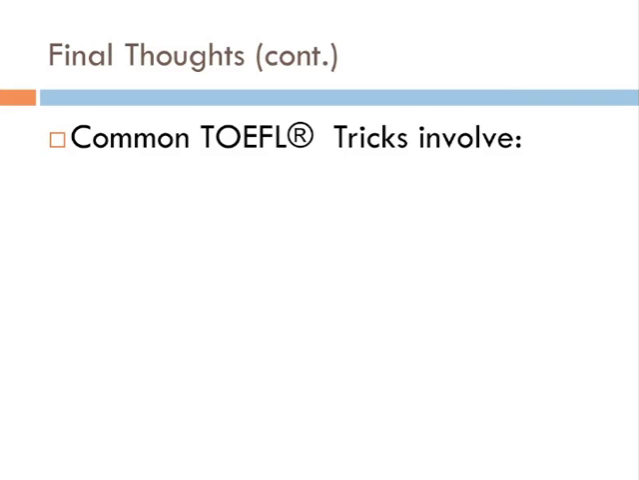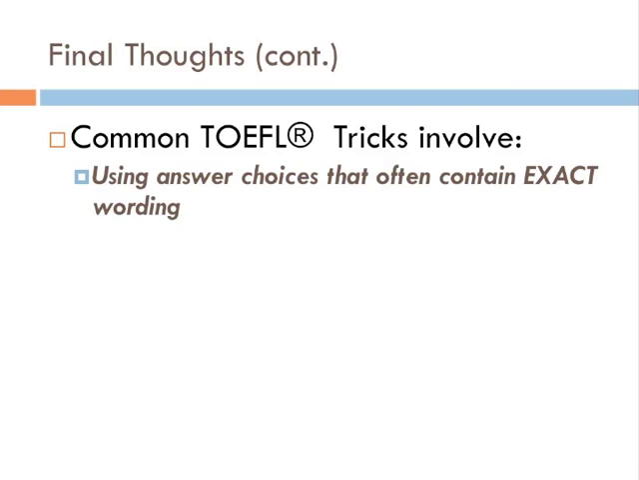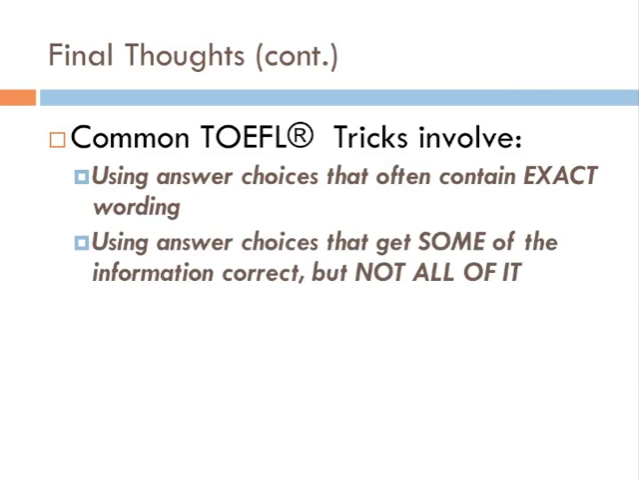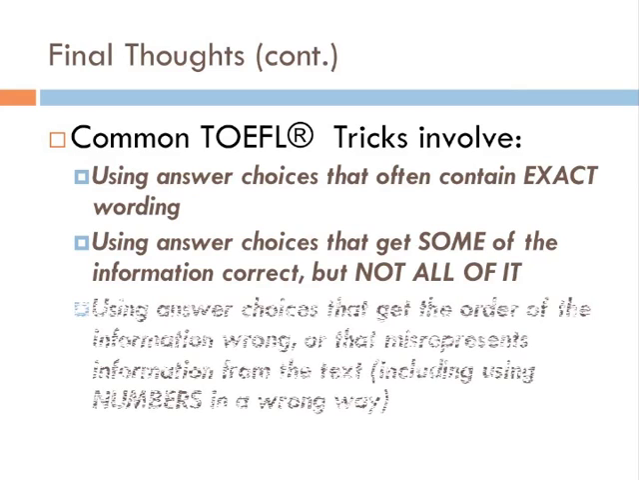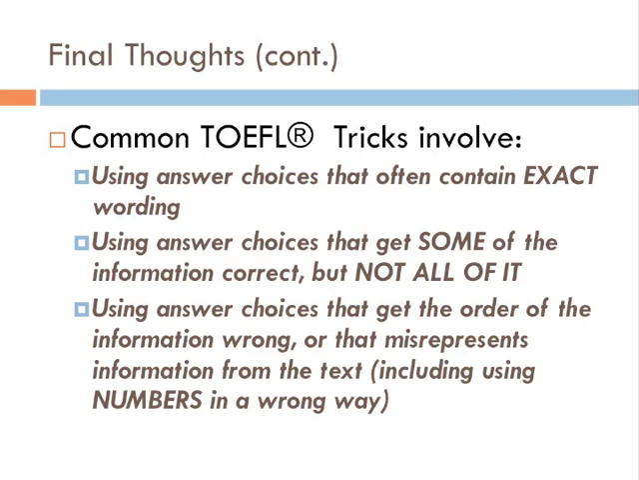As we learned in the videos, some common TOEFL tricks involve answer choices that may often contain exact wording. Sometimes that can be a trick. Probably the most difficult is using answer choices that get some of the information correct but not all of it. And that's probably one of the most difficult for students to eliminate. And of course, answer choices that get the order of information wrong, or that misrepresent information from the text. So for example, ones that use numbers but in a confusing or wrong way. So again, that's also very difficult for students to understand.